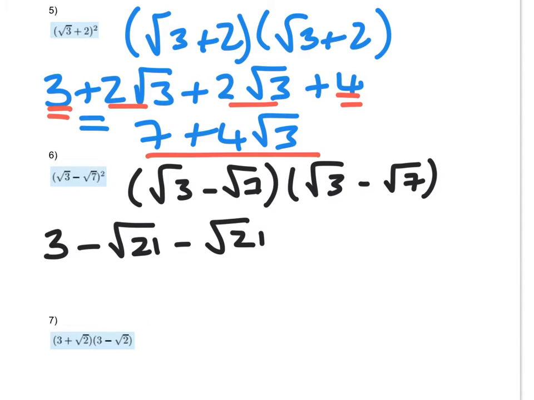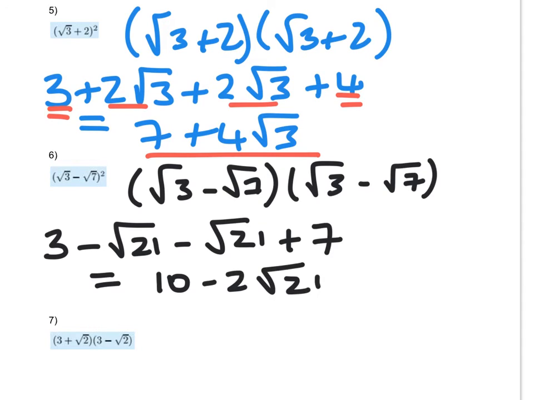And then we do the minus root 7 by the minus root 7, which gives you positive root 49, which is 7. Okay? Tidy it up, like terms. 3 plus 7 is 10. Minus root 21 minus root 21 is minus 2 root 21. And we're done. Okay? Pretty simple, I think.